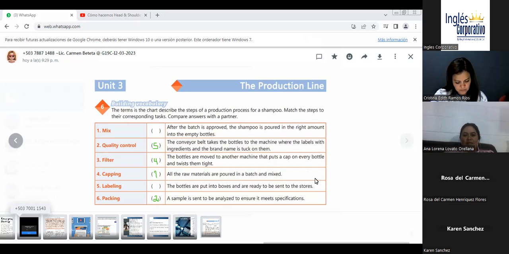After the rice operator to transport the amount, so the bottles are put in the boxes. This is six? Yes. For me. Okay. Six. I agree. Yes. Okay. Entonces el último que no. Number three. Sería este, el three.